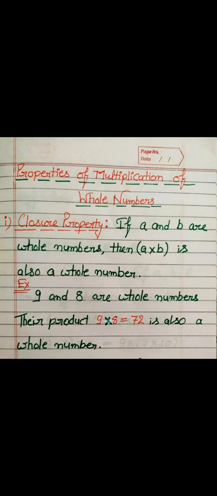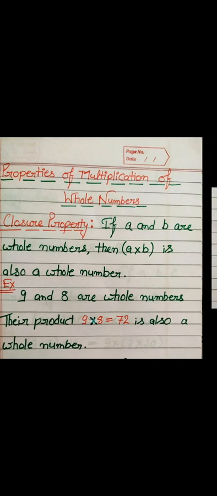Listen, if we have two whole numbers like a and b, and we multiply these numbers, then we will again get a whole number. Like in the example, I have taken 9 and 8. These are whole numbers, and if we find the product of these, 9 into 8, we will get 72, and this 72 is also a whole number.